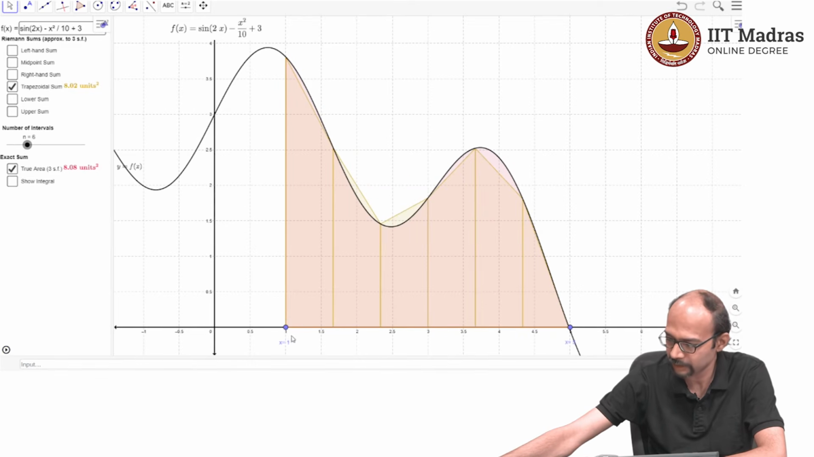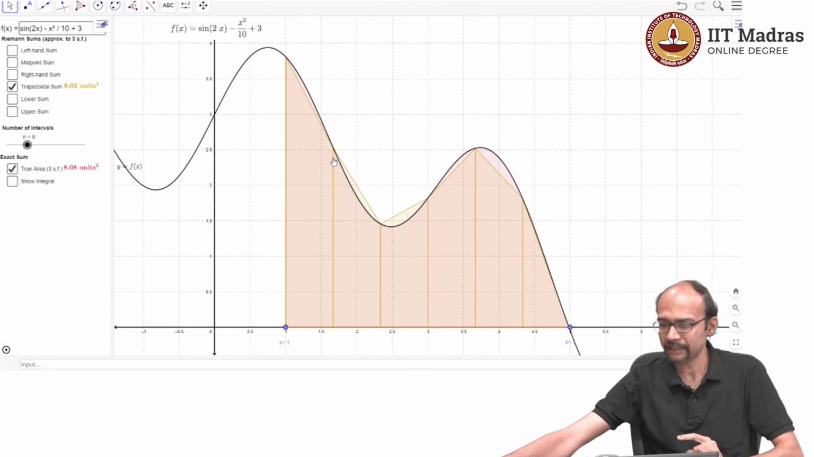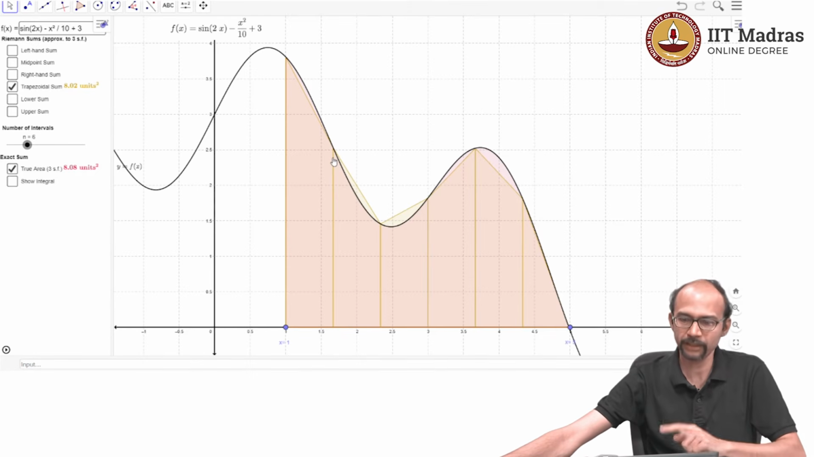So, what you do is you have x_{i-1} and x_i, and now you join f of x_{i-1} to f of x_i. So, it is a right angle trapezium at the base, and then at the top it is like this. And there is an important takeaway for why we want to do this.